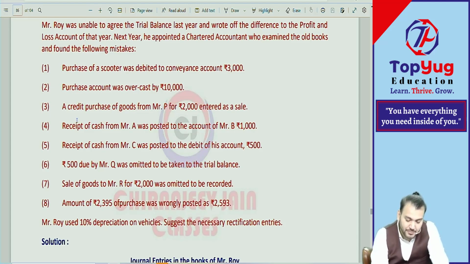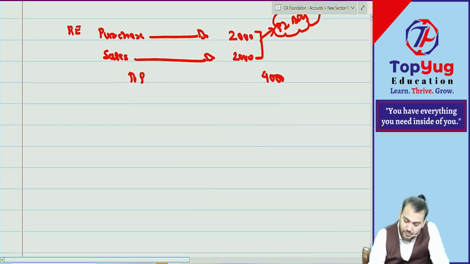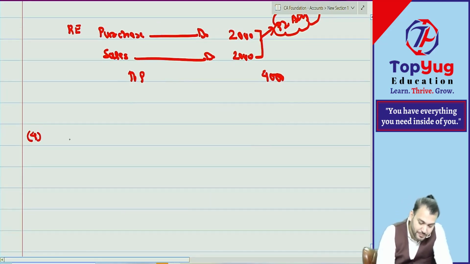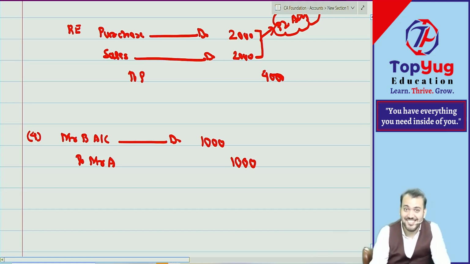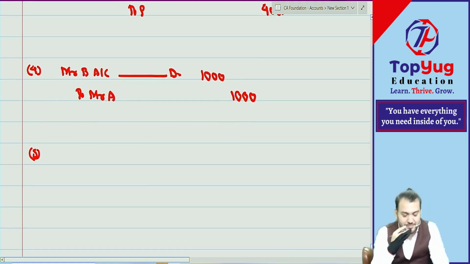Then point number 3 we have done. Point number 4: receipt of cash from Mr. A was posted to the account of Mr. B. So point number 4, what have you done? Mr. B account debit to, all have done this only. Anyone have the mistake? If anyone has the mistake, I'll give chocolate. There are two types of chocolate, one is positive, one is negative. I think in this there is no doubt. Correct. The next.